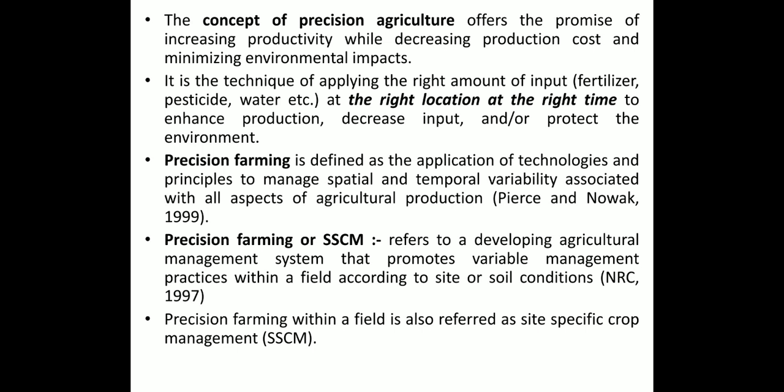Then precision farming is defined as the application of technologies and principles to manage the spatial and temporal variability associated with all the aspects of agriculture production. Here you can see the various technologies, especially geospatial technology, and the principles to manage the spatial, meaning specific reference information, which will be collected with the help of geospatial technology, and the temporal variabilities will also be evaluated within the field to help increase agriculture production.